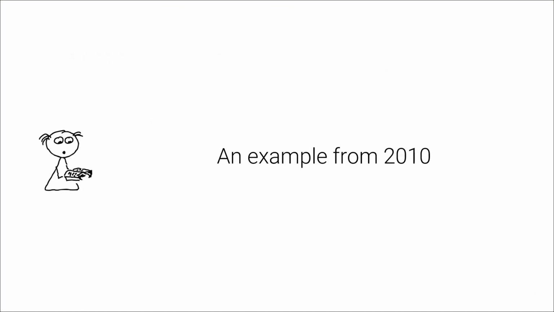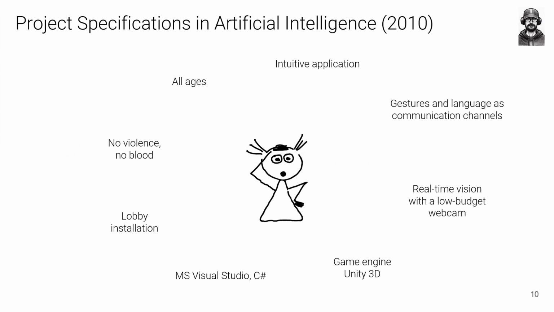Let's take a look at an example from the year 2010. In the context of the lecture Artificial Intelligence, a project should be developed with the following conditions. It should be a lobby installation, Visual Studio and Unity should be used, real-time vision should be employed, only gestures and speech were allowed as communication with the system. The application should be intuitive, contain neither violence nor blood, and be interesting for all age groups.